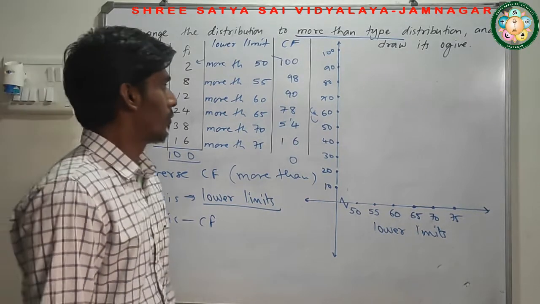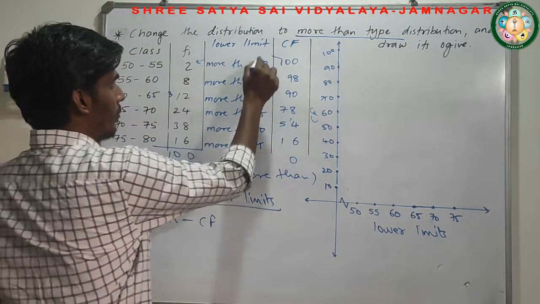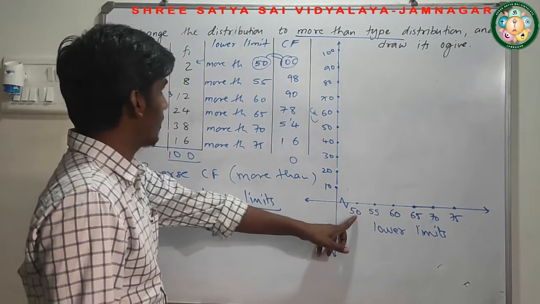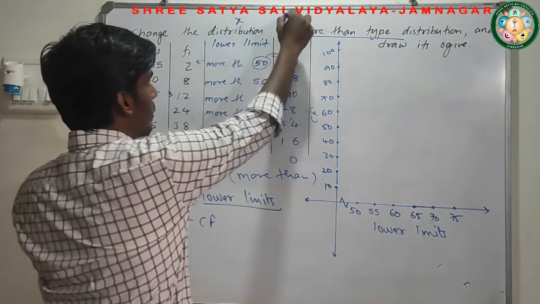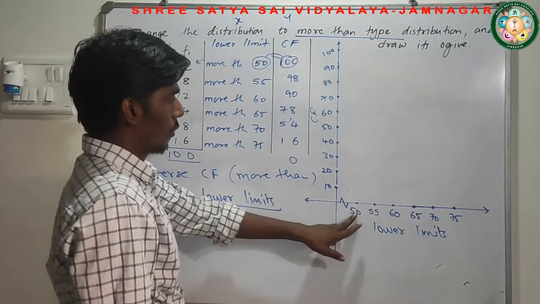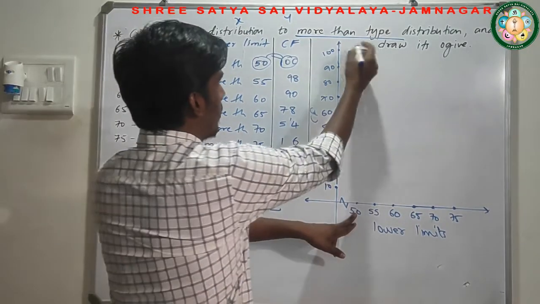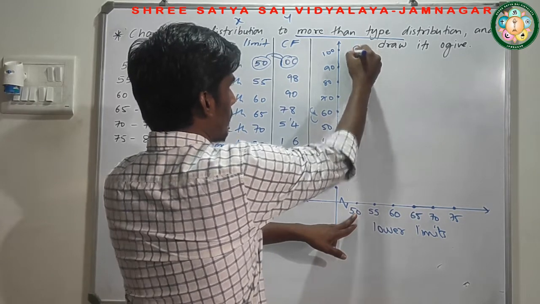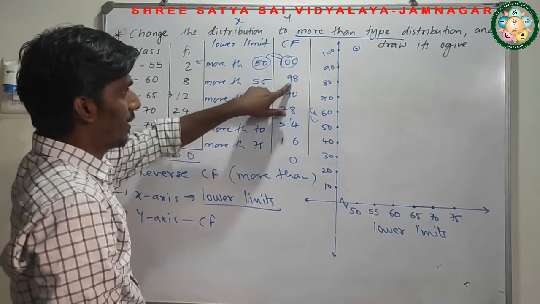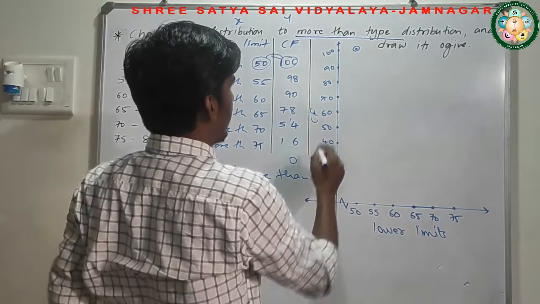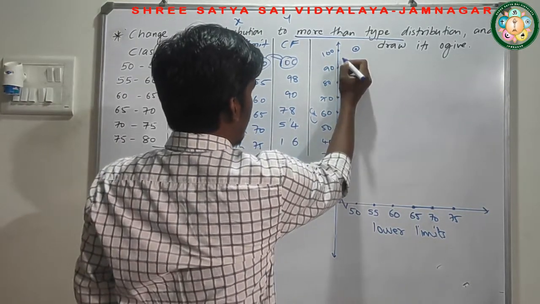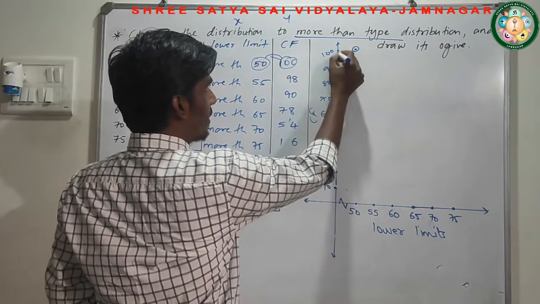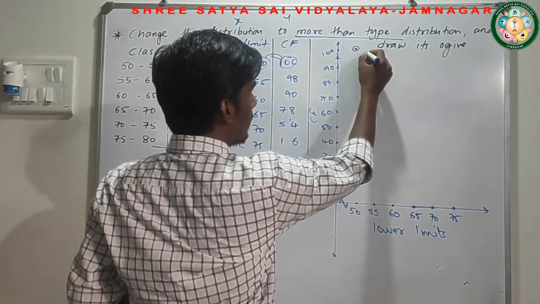Now you have to plot all the points: 50 and 100 together. 50 on the x-axis, and this one is on the y-axis. So x is 50 and this is 100. Then 55 and 98. This is 90, so definitely this will be 95. 96, 97, 98. Somewhat over here.